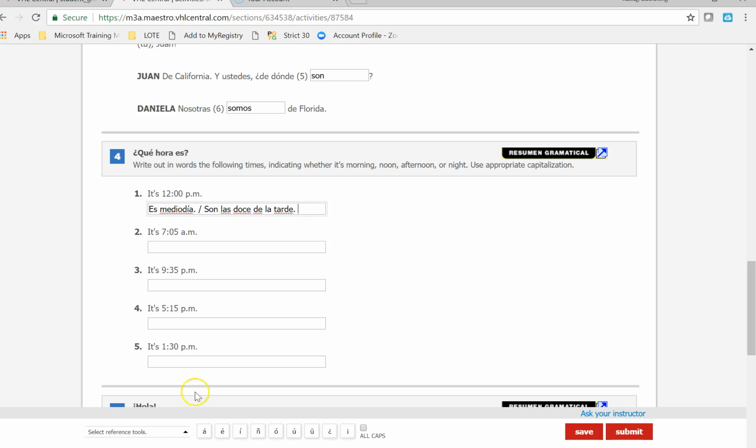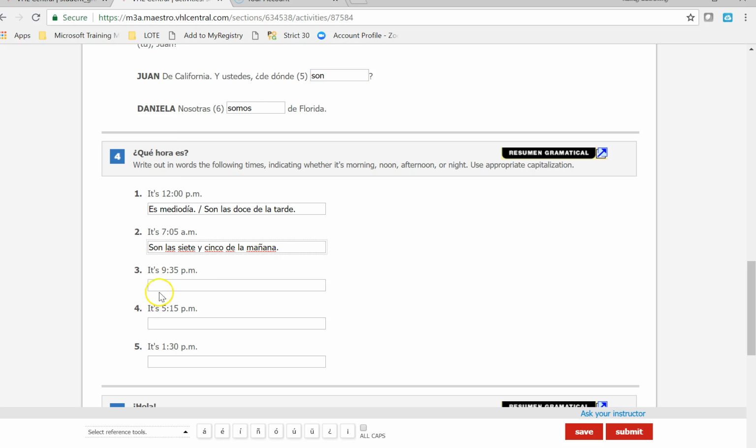It's 7:05. Say son las 7:05 de la mañana. I'm going to use this ñ down here. So de la tarde means in the afternoon. De la mañana means in the morning.